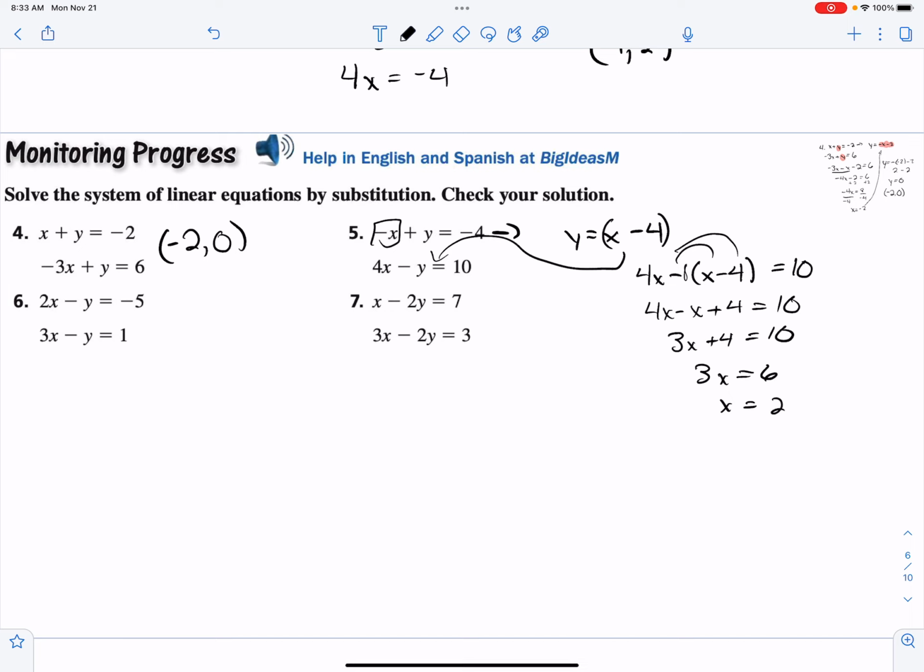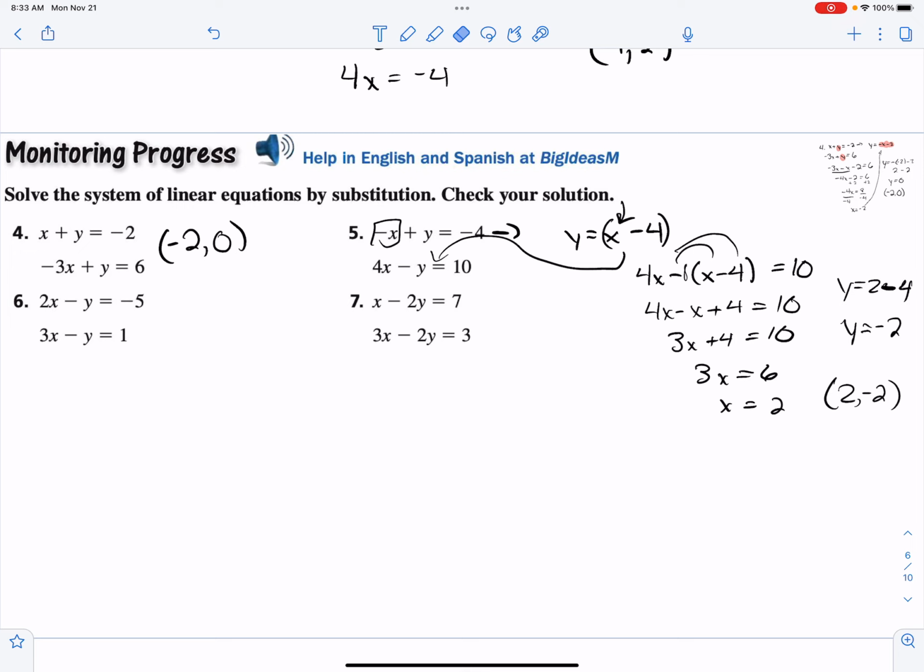Once I get x equals 2, again, I can just plug it in right here. y equals 2 minus 4. y equals negative 2. So I get 2, comma, negative 2. Okay, so we'll write that answer right there.